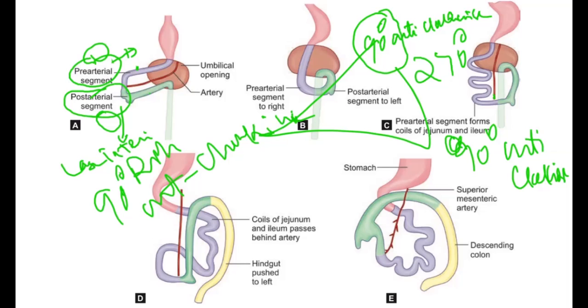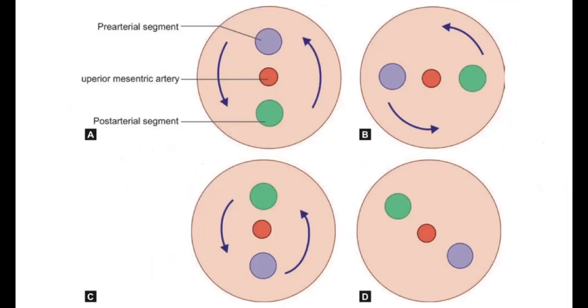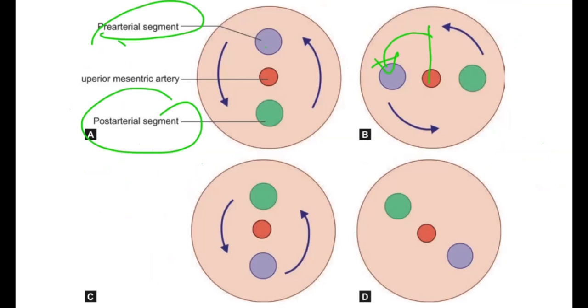After the completion of 270 degrees, what happens is this ileojejunum lies behind the superior mesenteric artery, okay. They lie behind the superior mesenteric artery, and at the same time the colon lies in front of the superior mesenteric artery. So this is how intestines rotate. You see, this is the prearterial segment, postarterial segment, okay. This is the first part, and the segment becomes 90 degrees. Okay, 90 degrees, and again 90 degrees. Okay, and again this is behind. Okay, this is also 90 degrees.